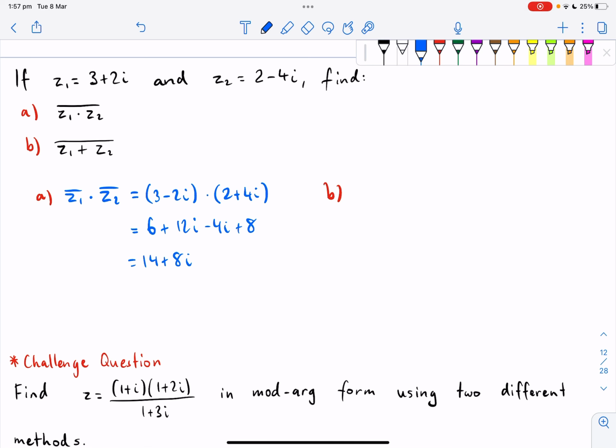Now Z1 plus Z2 is even easier. This is the same as taking the mod of Z1, adding it to the mod of Z2. So 3 minus 2i plus 2 plus 4i. And like I said, you could quickly test these in your own time, or by proving the actual proof. That will make it evident that it does work that way. And there we have it. That's the answer for those.